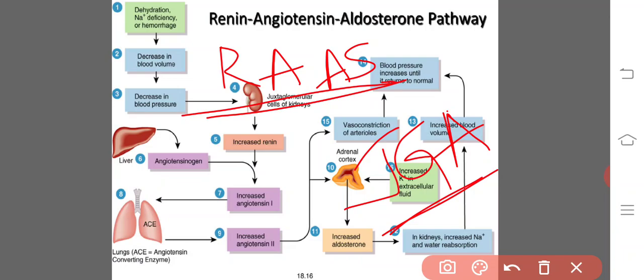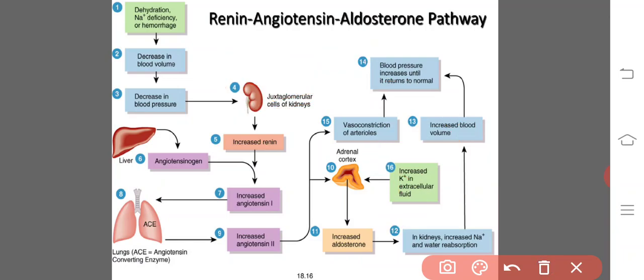arteriole, right? While we were studying the structure of the nephron, we studied the macula densa and the juxtaglomerular cells. Both of them fuse to form the juxtaglomerular apparatus. Whenever the volume of the blood in the afferent arteriole decreases, otherwise there will be a decrease in the BP, blood pressure, at that time this juxtaglomerular apparatus produces renin.